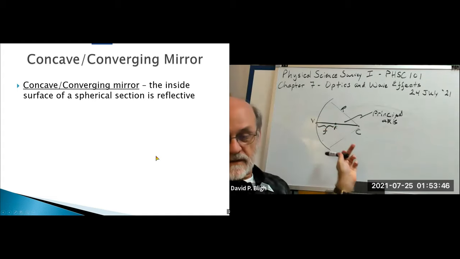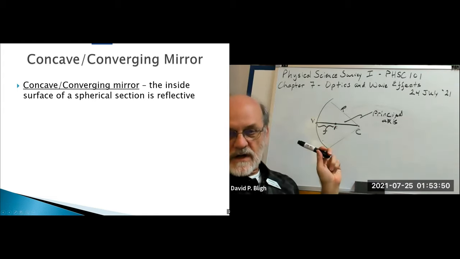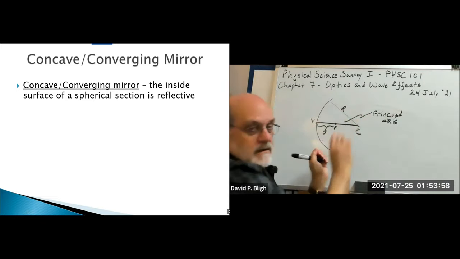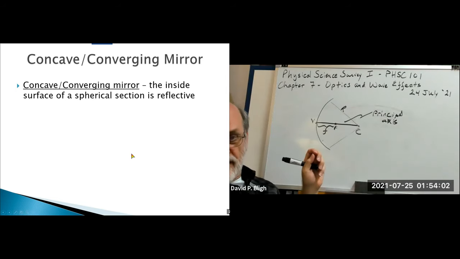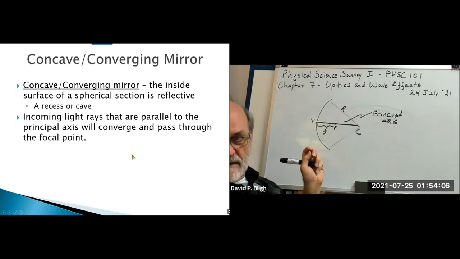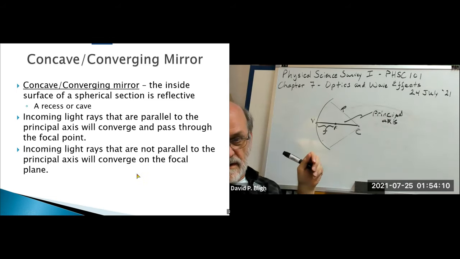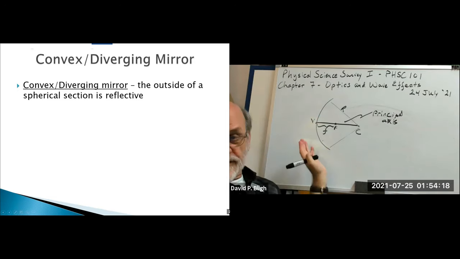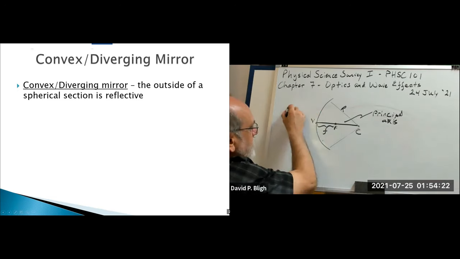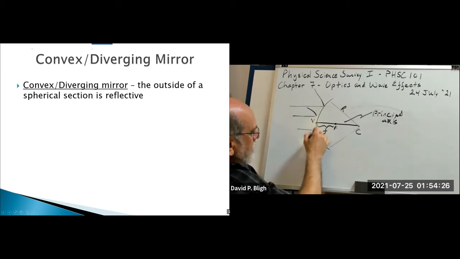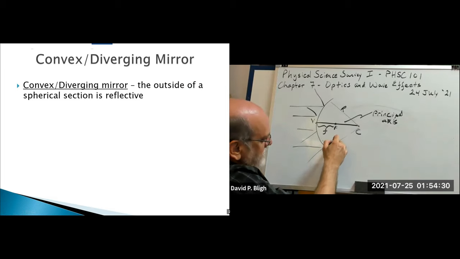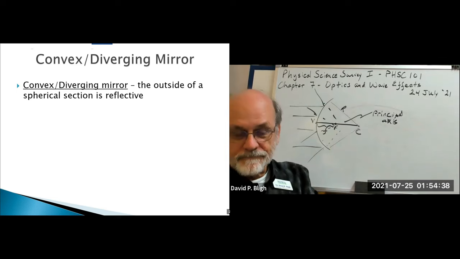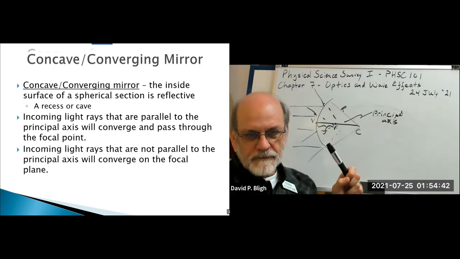If the inner surface is the mirror, then we have a concave or converging mirror. That is, light entering here will be reflected off of that surface and toward a point. If, however, the outer surface of the mirror, excuse me, I'm going to go to the next slide. I'll come back. If the outer surface is silvered, then any light beam here will be diverging. But if you draw lines here, like that, then they will converge on the focal point. Okay, let me go back. There we go.